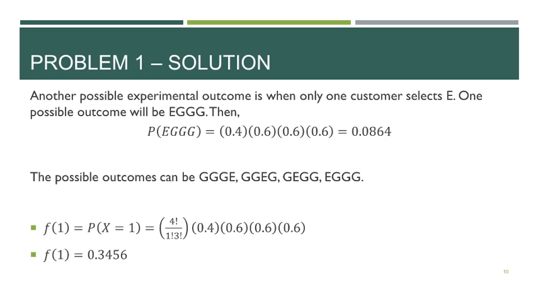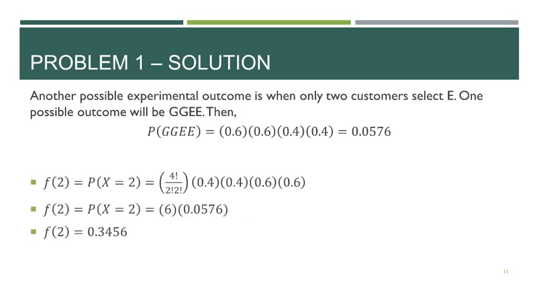The answer is through combination. Since it doesn't matter what the order will be, we will use combination to calculate the number of possible arrangements. The first term in the equation refers to the number of possible arrangements. It could be GGGE, GGEG, GEGG, EGGG. Then we will multiply it with the probability of E, which is 0.4, and the probability of G, that is equal to 0.6. Calculating, we get 0.3456. Therefore, the probability that one customer selects an energy-efficient refrigerator is 0.3456.